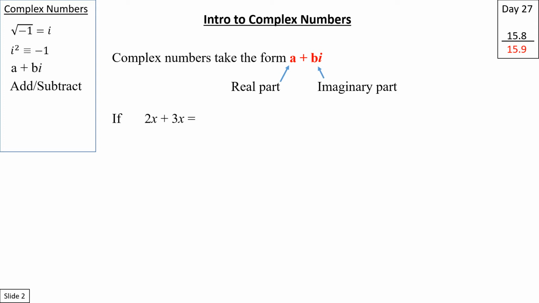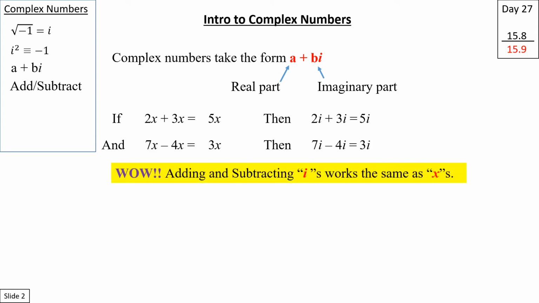Let's add and subtract. Well, if you remember, 2x plus 3x would be 5x. So then what do you think 2i plus 3i would be? 5i. And 7x minus 4x is 3x. Then 7i minus 4i would be 3i. Wow, adding and subtracting i's works the same as x's. It's just another letter. We're actually collecting the coefficients, the numbers in front, so it doesn't really change what we're doing.